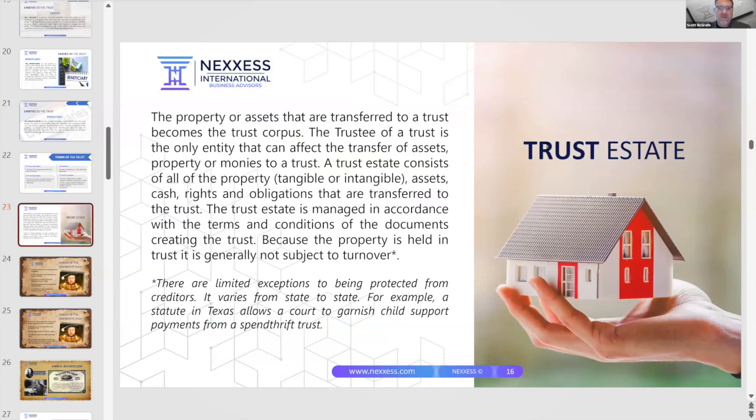The property or assets that are transferred into a trust become the trust corpus, which then becomes the trust estate. The trustee of a trust is the only person or entity that can affect the transfer of those assets or money or property. A trust estate consists of all the property, tangible or intangible. Remember, assets can be intangible: copyrights, patents, trademarks, secret processes. There can be a lot of things called intellectual property. You can't put it in your hand, but it does exist.